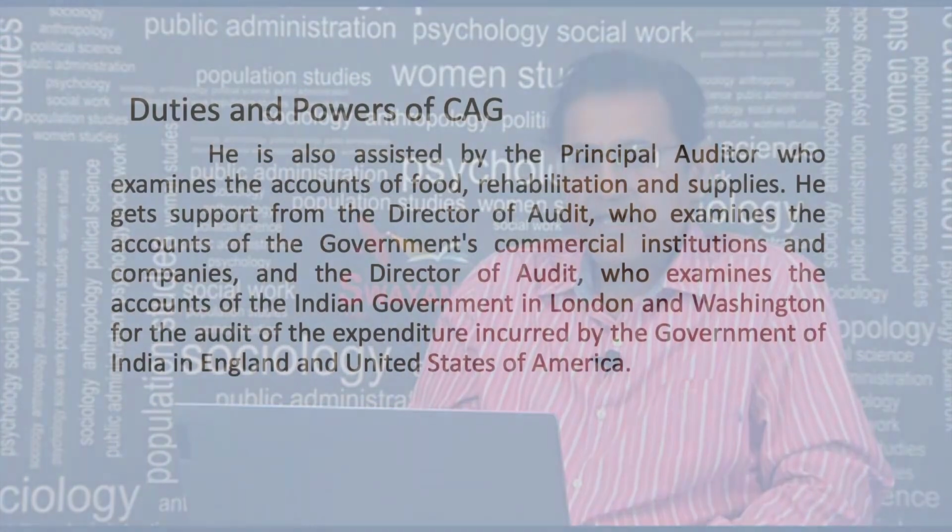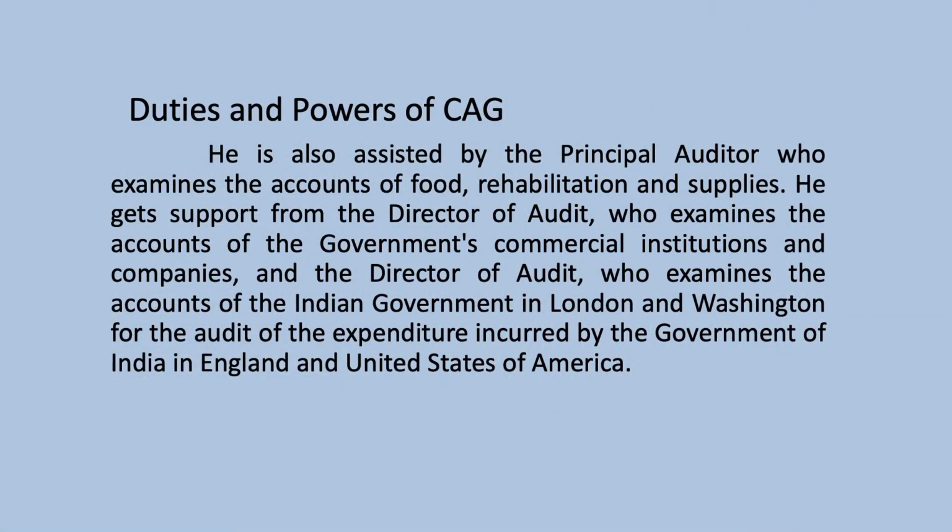He is also assisted by the principal auditor who examines the accounts of food, rehabilitation and supplies. He gets support from the director of audit who examines the accounts of the government's commercial institutions and companies, and the director of audit who examines the accounts of the Indian government in London and Washington for the audit of the expenditure incurred by the government of India in England and the United States of America.